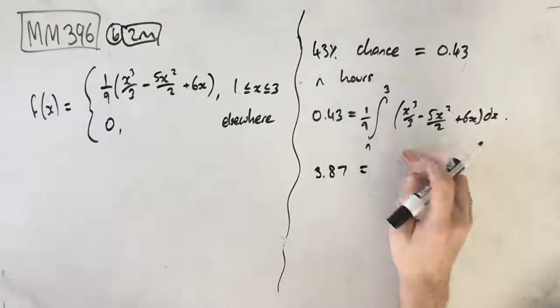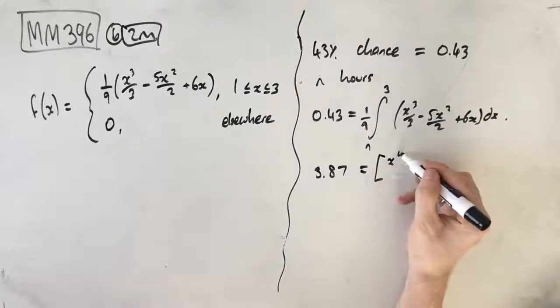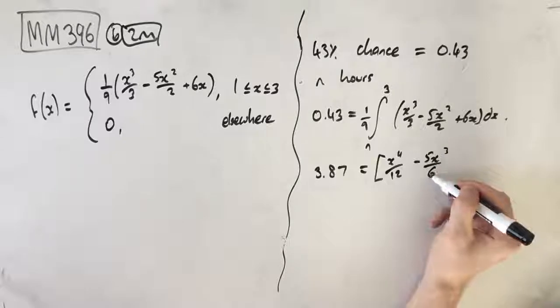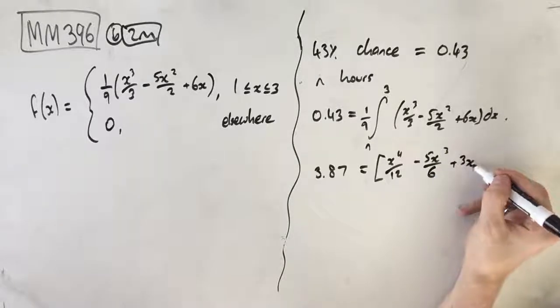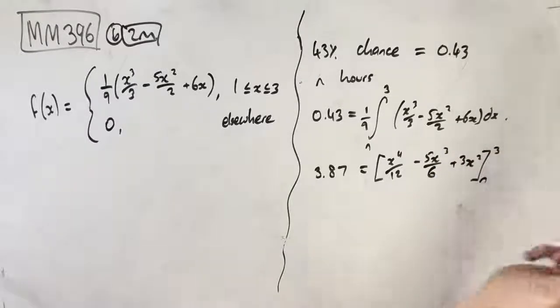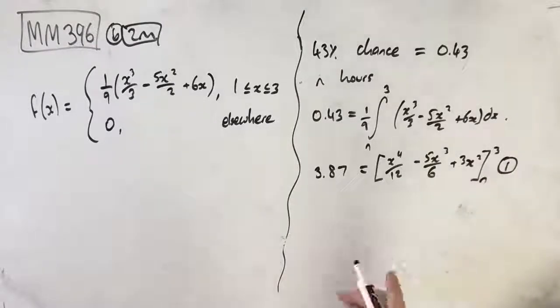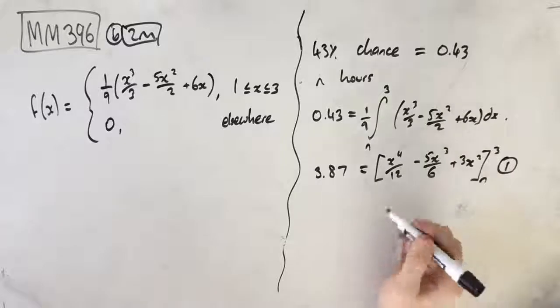And now we can actually integrate this as normal. So what we get is x to the power of 4 over 12, take 5x cubed over 6, plus 3x squared from n to 3. That's our first mark, right? So out of these 2 marks, that's our first one. And now we can actually sub in as normal.